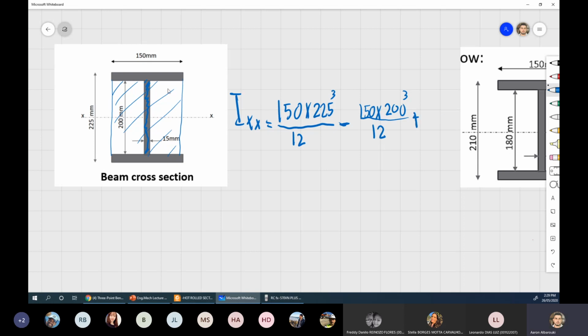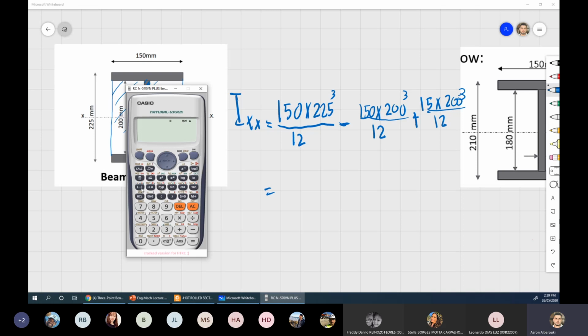plus, I have to add this again, plus 15 by 200 cubed on 12. Let's try this and see if you guys got the same number. That's another way you can calculate it.